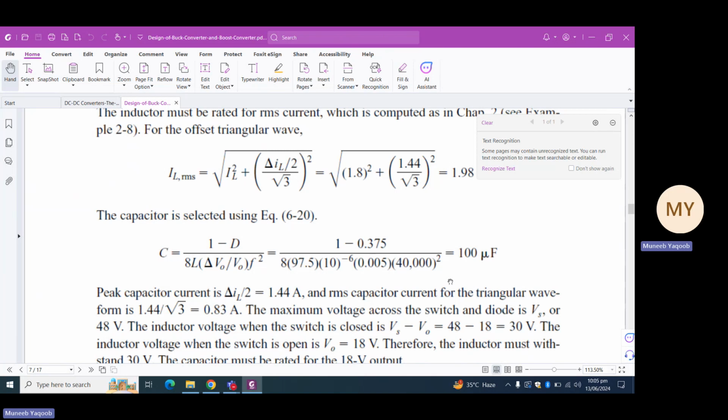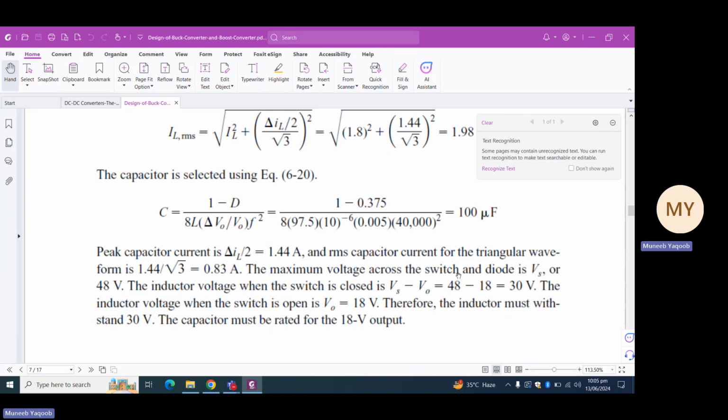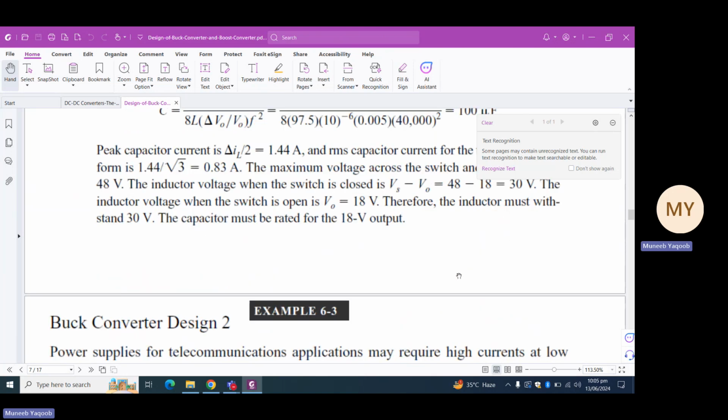For the switch closed, Vs minus V out is basically 30 volt, and for the switch open, V out equals 18 volts. Therefore, the inductor must withstand at least 30 volts. So that was all about this example.